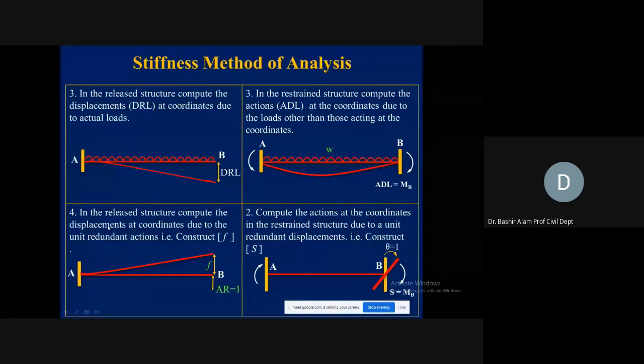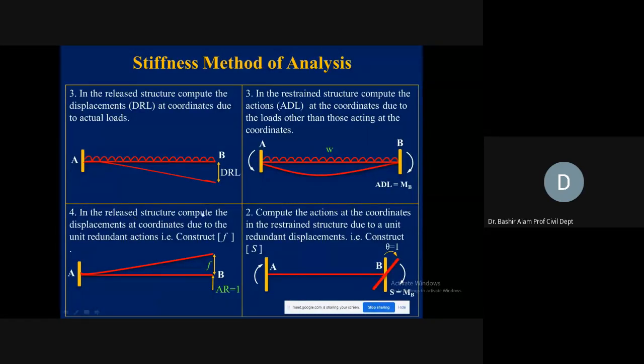Now, next step was generation of the flexibility matrix in case of the flexibility method. यहाँ पे आप क्या करेंगे, इसका parallel जो होगा, this is step number 4, not step number 3. So यहाँ पे आप stiffness matrix अब आप generate करेंगे. अब क्या था flexibility matrix का, corresponding to AR unit action हम वहाँ पे लगाते थे. यहाँ पे corresponding to the displacement हम कितना displacement apply करेंगे, unit displacement.